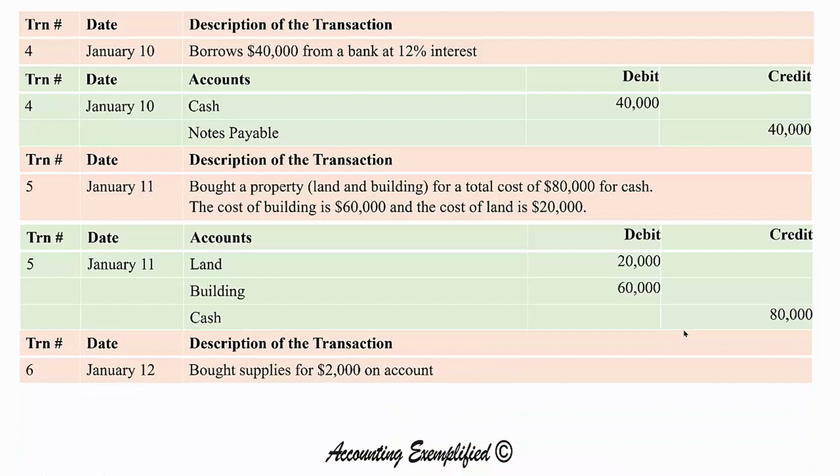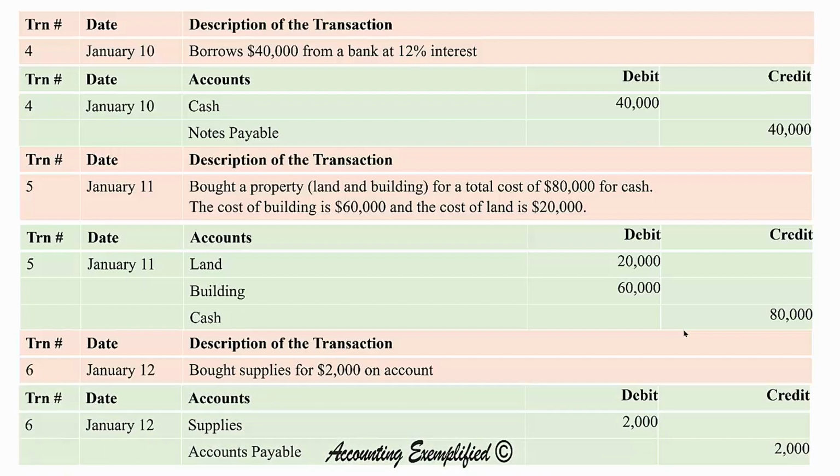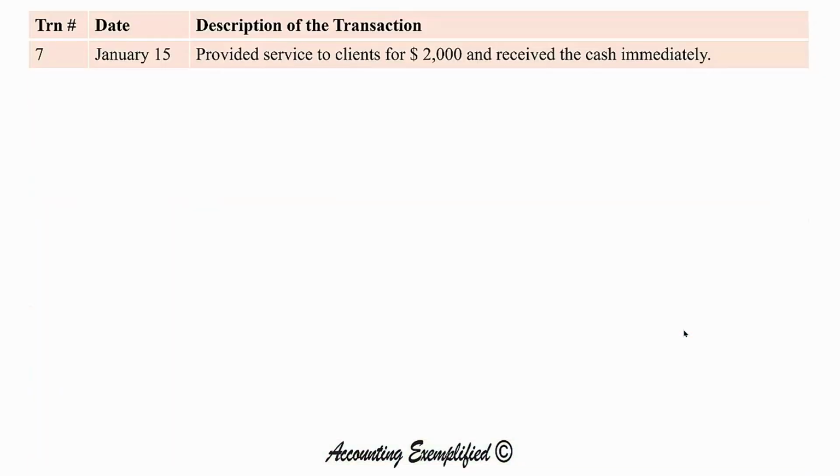Next, January 12th, company purchased supplies for $2,000 on account. So here the company is not paying the $2,000 now. It's going to pay later. So it incurs a liability. So we debit supplies, 2,000, and credit accounts payable, 2,000.